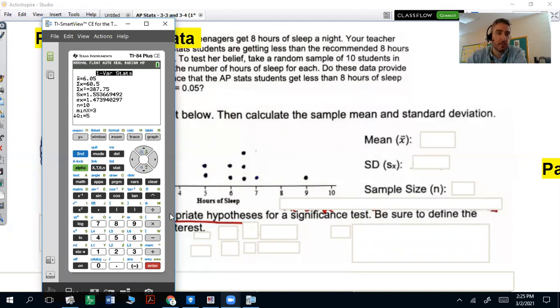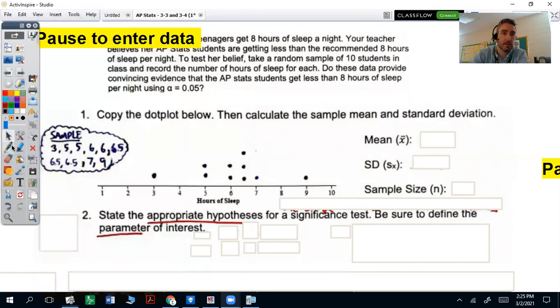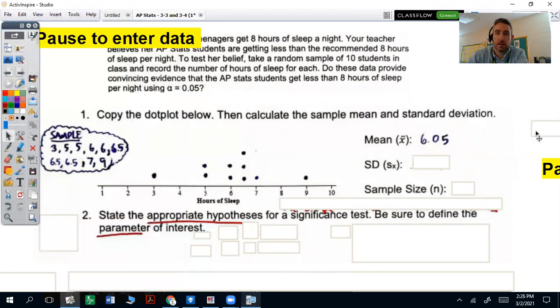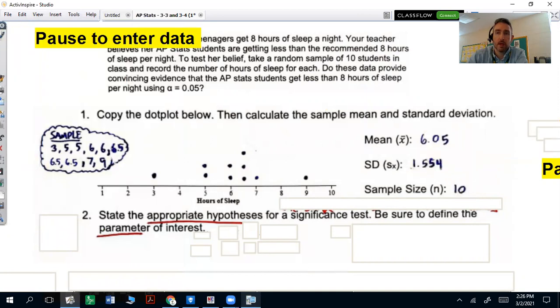From the sample set of 10 data points, we have a class average of 6.05 hours of sleep, which is definitely less than 8. And a sample standard deviation of 1.55366 with a sample size of 10. So really those 3 numbers are what we're focusing on. So let's reveal those. Our test and the null, 8 hours of sleep, that's how we can construct our hypothesis test.